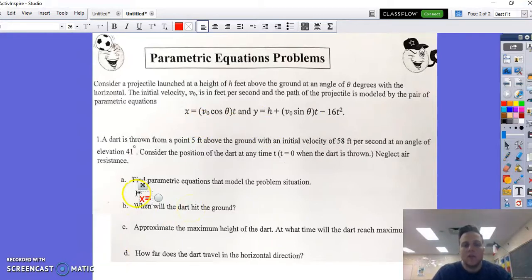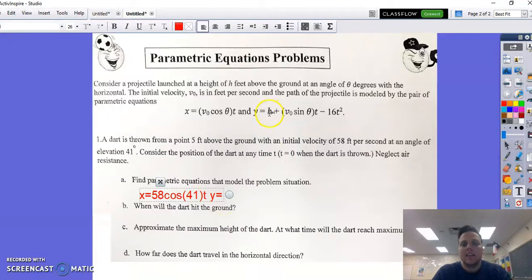So x equals, all right, so it says v naught. Okay, that's my original velocity. So my original velocity is right here. It's 58 feet per second. So 58 cosine. And then it wants me to put in theta. Theta is the angle I make with the horizontal. In this case, at an angle of 41 degrees. So 41. And then times t, because I'm making an equation where I can plug in any time. This says here, consider the position of the dart at any time. So t.